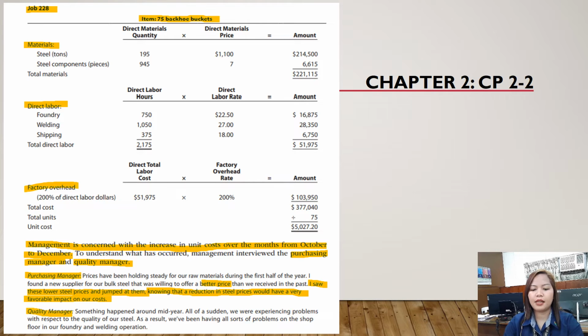For the quality manager, this is the statement. Something happened around mid-year. All of a sudden, we were experiencing problems with respect to the quality of our steel. As a result, we've been having all sorts of problems on the shop floor, in our foundry, and welding operation. So that was the end of the case.